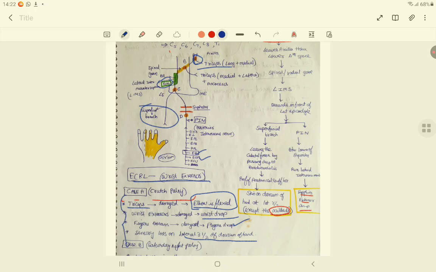You understood, right? Case A is also known as being caused due to crutch palsy. Crutch palsy is one of the reasons. There could be many other reasons due to which there can be damage to the radial nerve at the point A.